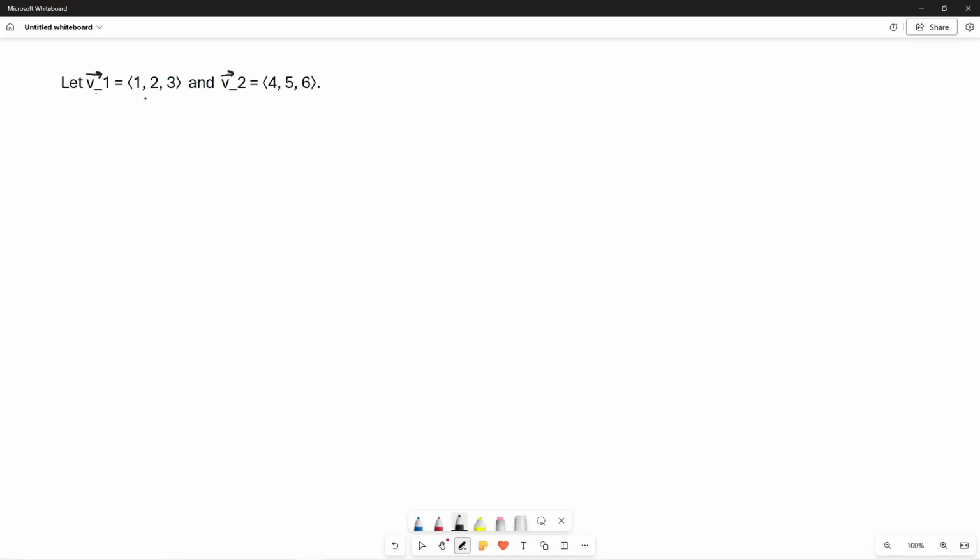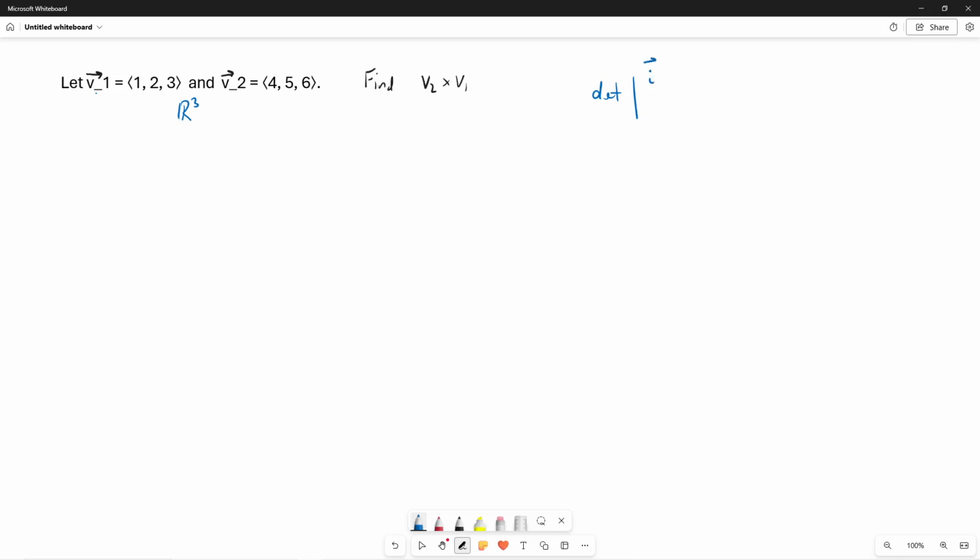Let v1 be the vector 1, 2, 3, and v2 be the vector 4, 5, 6. We would like to find v2 cross v1. The cross product of two vectors in three dimensions, in R3, is given by the determinant of a 3 by 3 matrix.